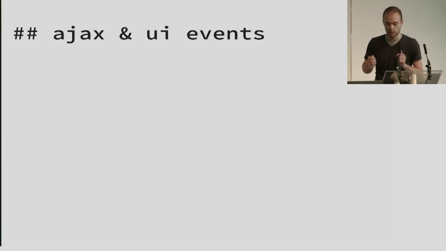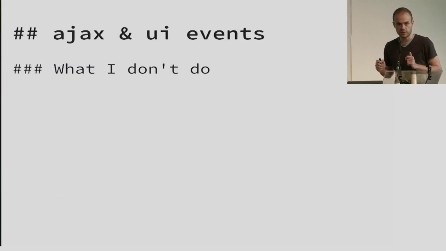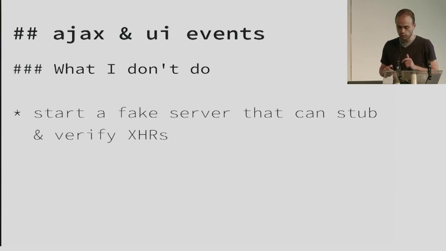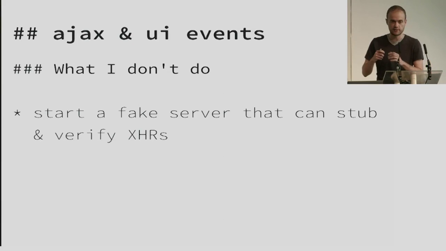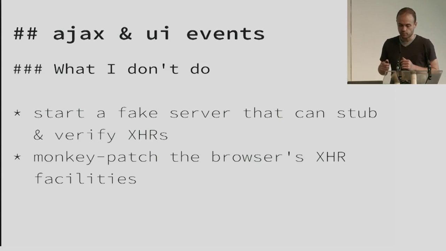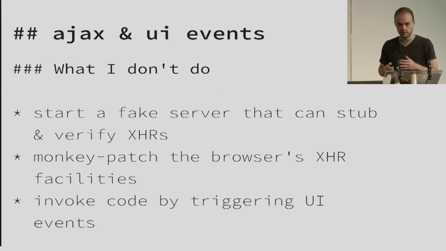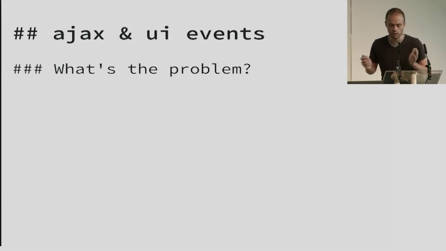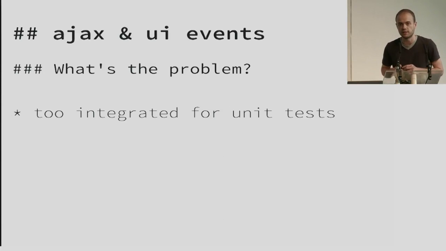Let's talk about Ajax and UI events. So some of the things that I don't do when I'm testing XHRs is I don't start a fake server that can then stub and verify that the XHRs are taking place, because I'm usually writing unit tests with Jasmine, and that's a little too integrated. I don't monkey patch the browser's XHR facilities either, and I tend not to invoke the code that's under test by, say, triggering a click event on something in the DOM. The problem with all of those things is that they're just too integrated for unit tests.